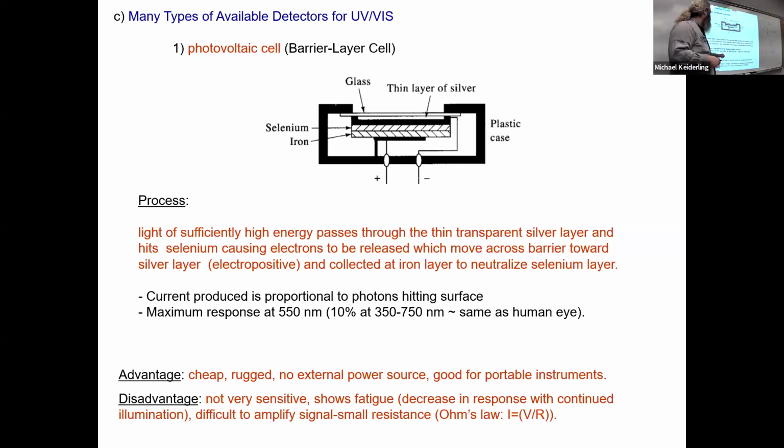The maximum response is at 550 nanometers. It's at about 10% at 350 to 750 nanometers. Actually 350 to 700, about the same as the human eye. It's cheap, it's rugged, you don't need an external power source, and it's good for portable instruments. It's not very sensitive, and it shows fatigue, decreasing response with continued illumination. It's difficult to amplify because of its small signal, because of the small resistance.